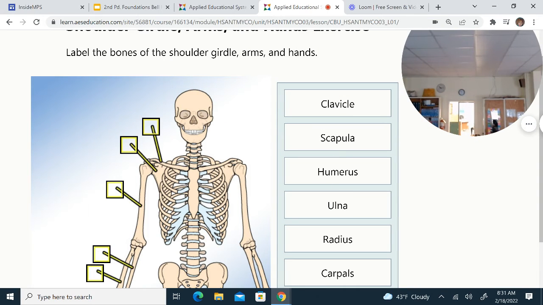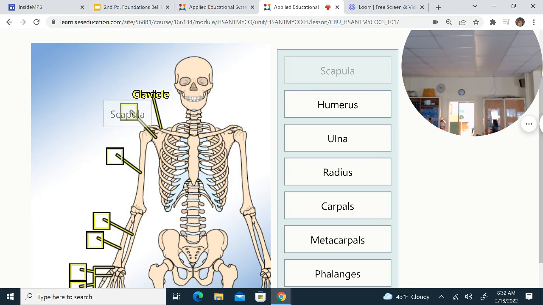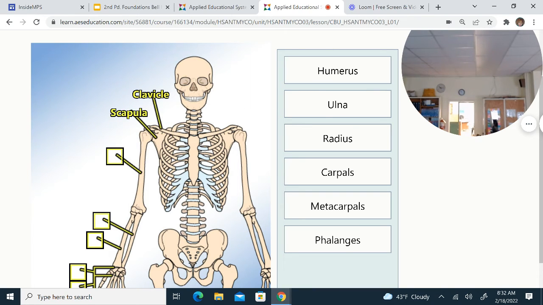All right. So what's this? Clavicle. That's your clavicle. All right, so we're doing the X-axis. Your scapula. So we did scapula, the X-axis. Humerus. So you got your humerus. Y equals X, Y axis, X axis.